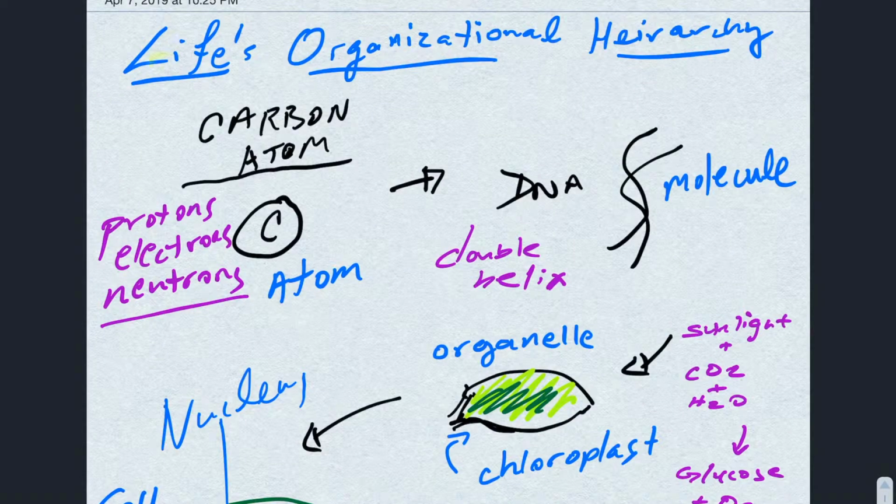We are going over life's organizational hierarchy from chapter 1. We're going to start with something very small, a carbon atom. And it is being depicted here with this letter C inside this circle. Now, atoms are made of protons, electrons, and neutrons, which are subatomic particles. Atoms can be bound together to form larger things that we call molecules.